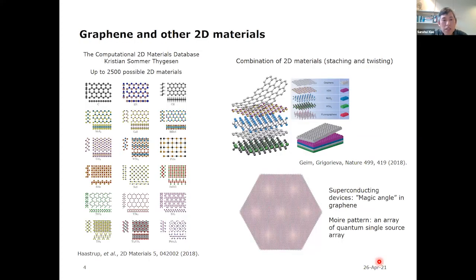So 2D materials, we start from graphene, which was discovered in 2004, and later the topic was given the Nobel Prize in 2010. This is a paper from the physics department at DTU Physics. They did some ab initio calculations to predict that there are at least more than 2,500 2D materials.